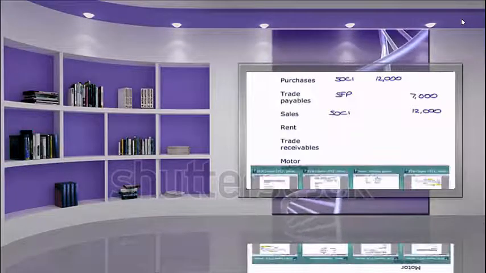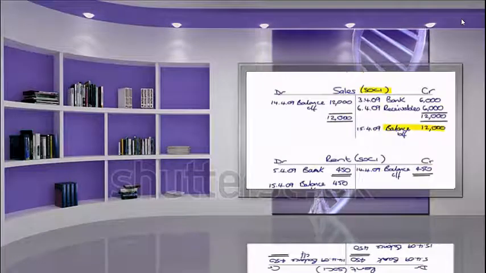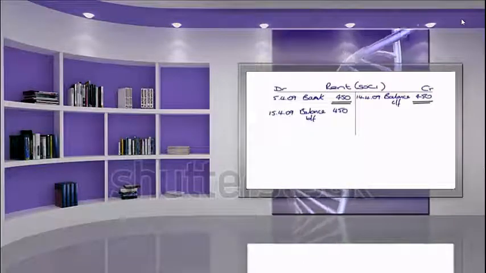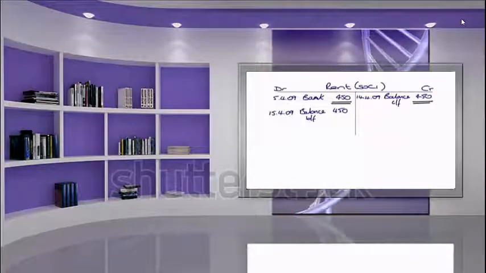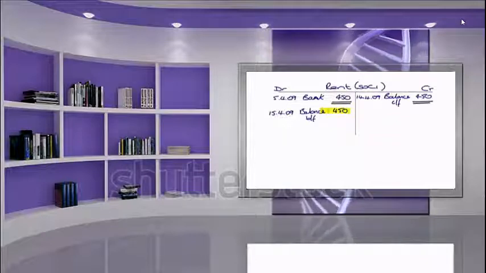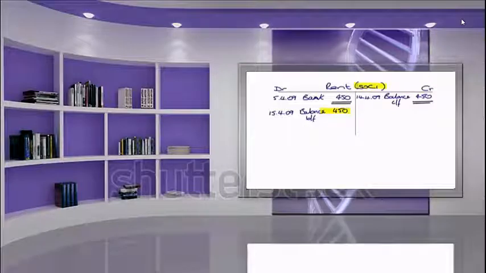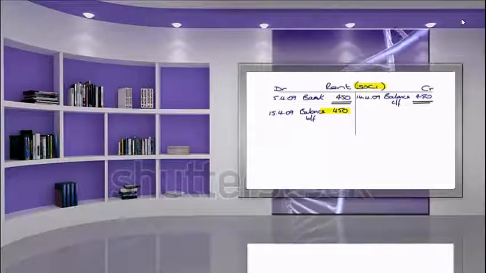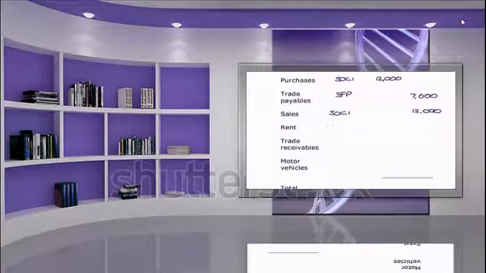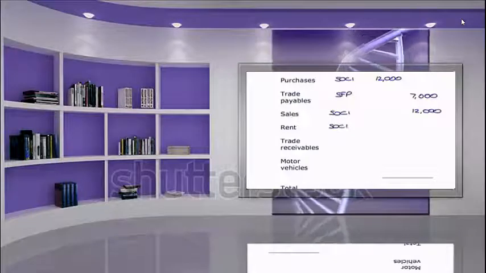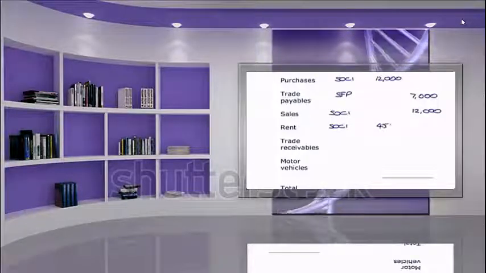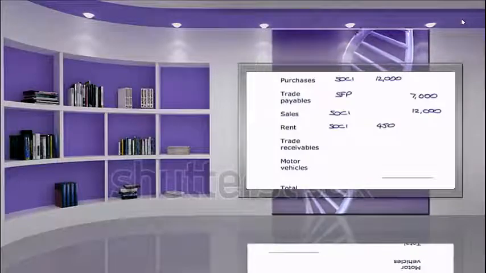Okay, so main ledger, let's go for rent this time. Our next account, $450 balance brought forward on the debit side this time. And again, it's a statement of comprehensive income item. So, financial statement, SOCI, $450 in the debit column this time.